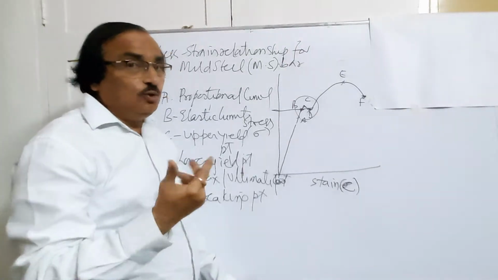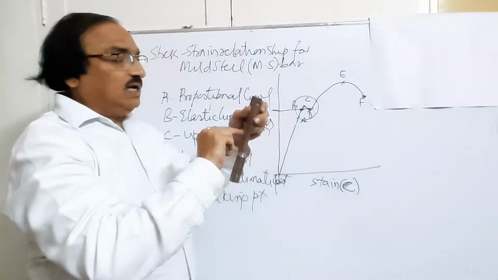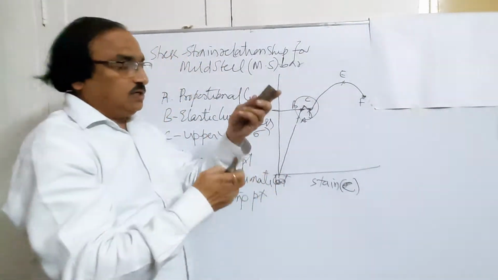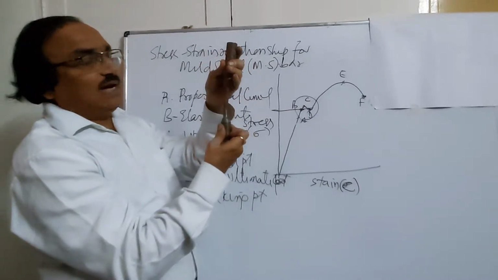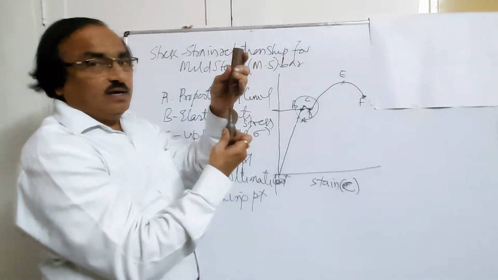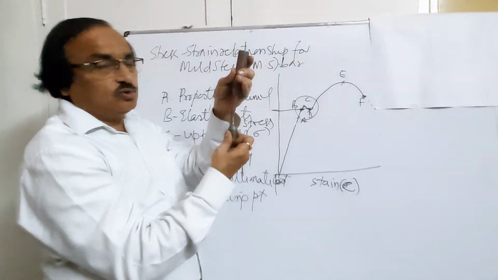Now when you use a mild steel bar, if this is the original length, when it gets stretched you see that the length is increasing. Compared to that, this length is more. So there is a change in length, meaning strain is there as the load goes on increasing.